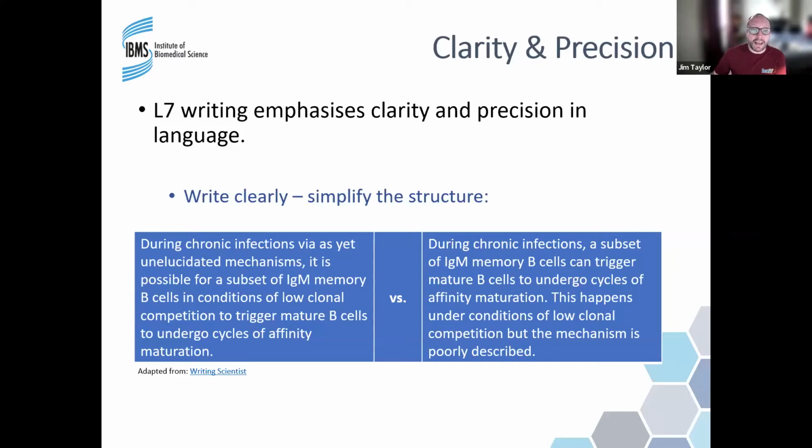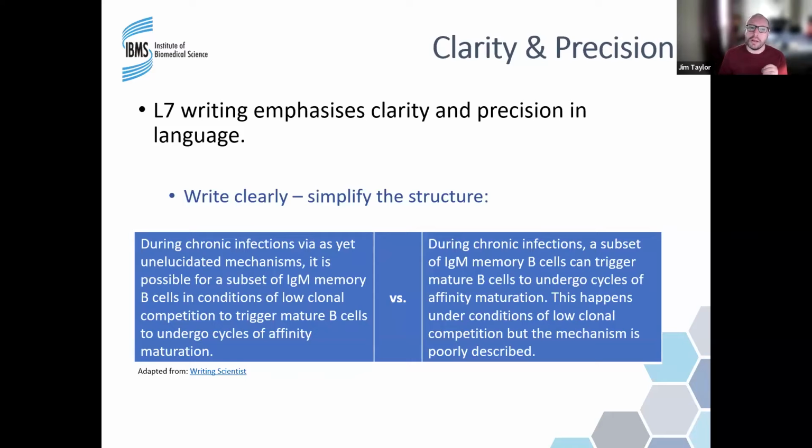What you can see here on the left-hand side is an example of a sentence taken from an immunology result that was published online. And you can see that the sentence might make sense to you, it might not. You might need to read it 2 or 3 times to get the nuance of what the person submitting it actually meant. On the right-hand side, the sentence says exactly the same thing, but the meaning is much clearer because the structure is simplified.